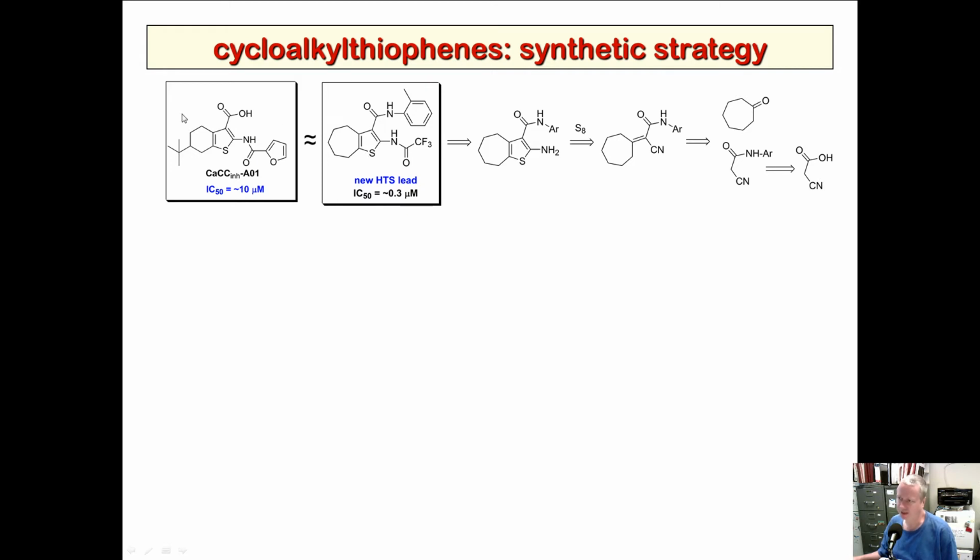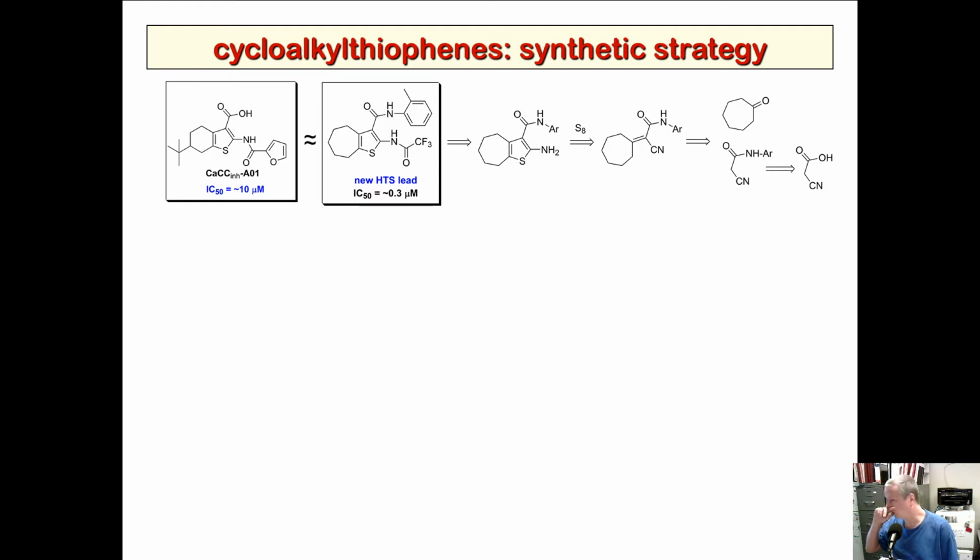It actually kind of looks like CACCINHA1. Different ring size here. This is a 7-member ring. This is a 6-member ring. This has a tert-butyl group. This does not have a tert-butyl group. But overall, it's kind of a greasy little part of the molecule. They both have a thiophene, and the new lead has an amide linked to an aniline up top, whereas the old lead had a carboxylic acid. And also, this has a sort of a furan 2-carboxylic acid linked as an amide, whereas the new lead has a trifluoroacetamide.